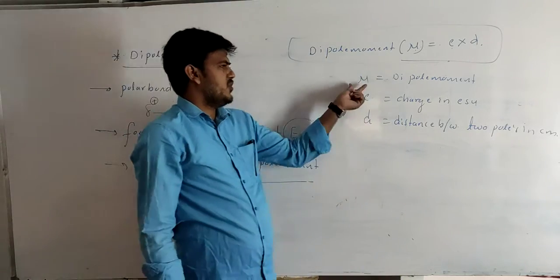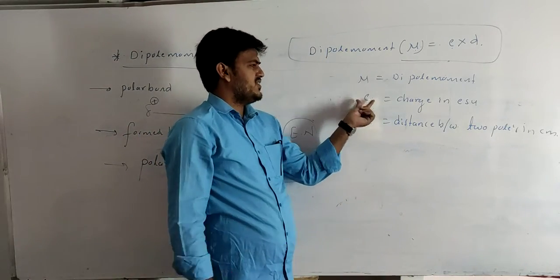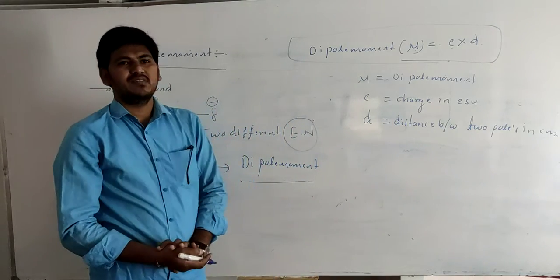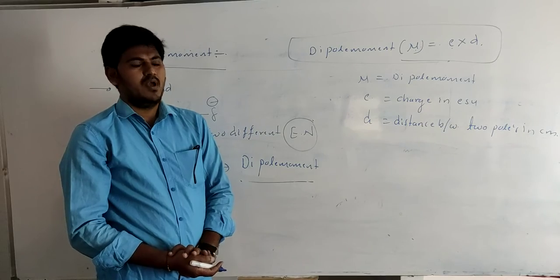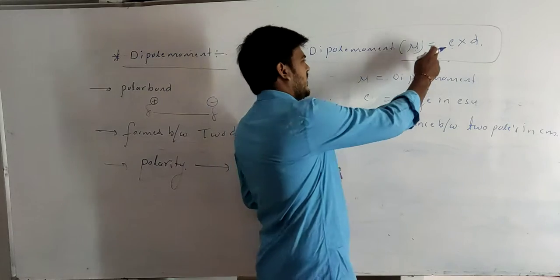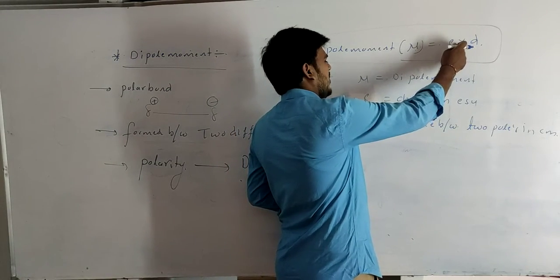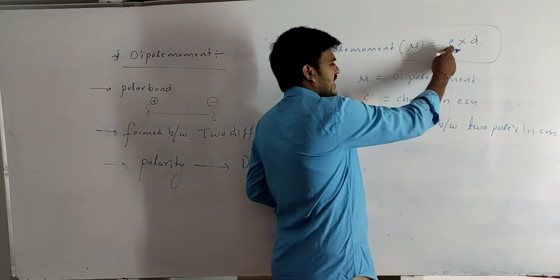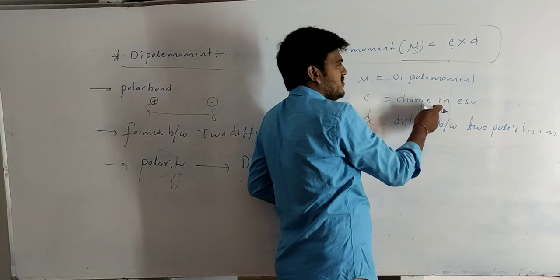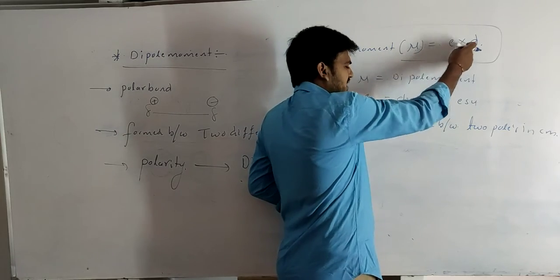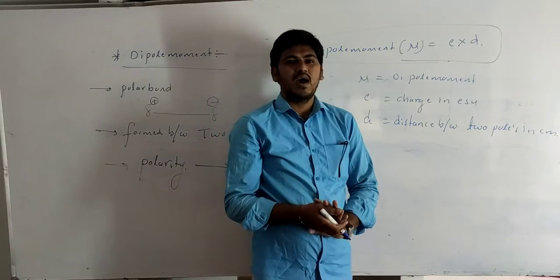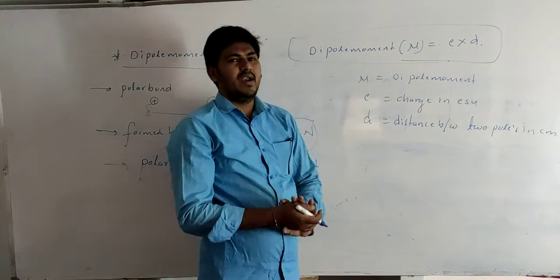So first one, mu is equal to dipole moment, E is charge in electrostatic units, and D is the distance between two poles in centimeters. So finally, dipole moment means the product of the net positive charge or net negative charge and the distance between two poles in a polar bond is called dipole moment.